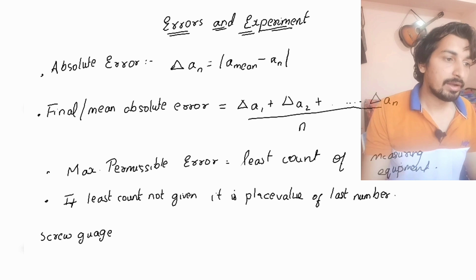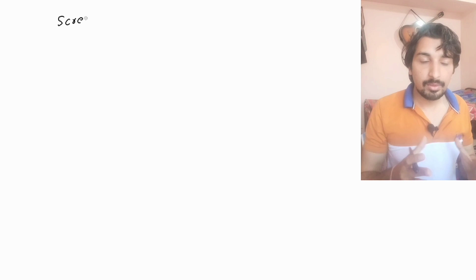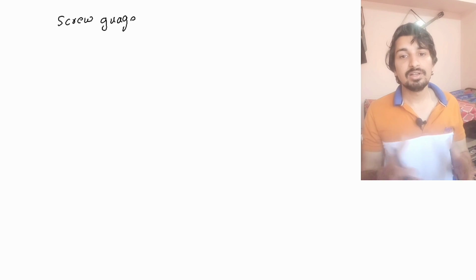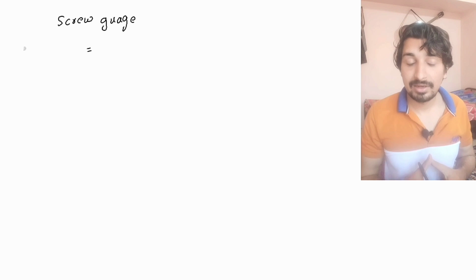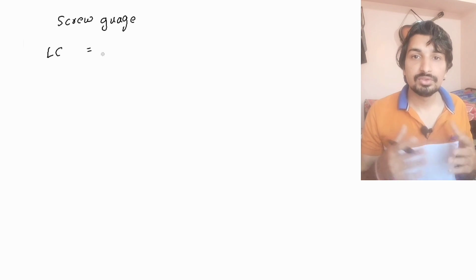Next, what is a screw gauge? We'll be learning about different types of equipment. Screw gauge and vernier caliper are the two things we use to measure the dimensions of any object in our laboratories. To measure small things, we use a screw gauge and a vernier caliper.